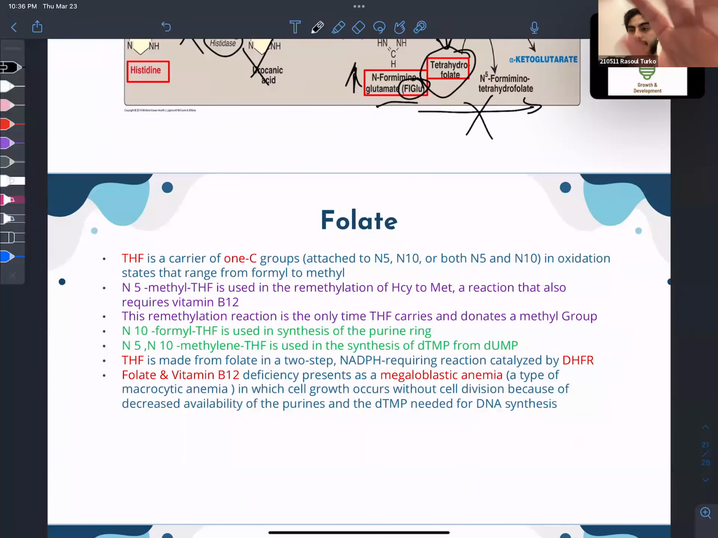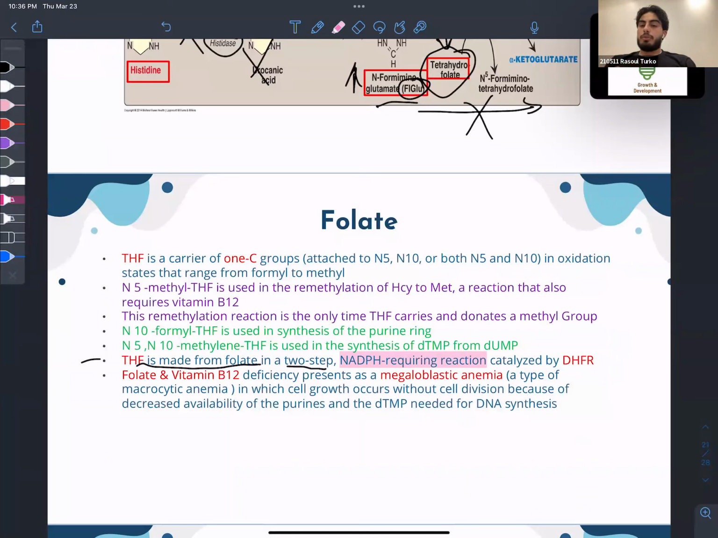So what's good about this slide is right now there might be some stuff that you guys don't know, but again, over the next 4 or 5 lectures for MOL, you would get those concepts because they will be repeated a lot. Okay. So first of all, tetrahydrofolate is made. So let's start from here. So tetrahydrofolate is made from folate in a 2-step NADPH requiring reaction.